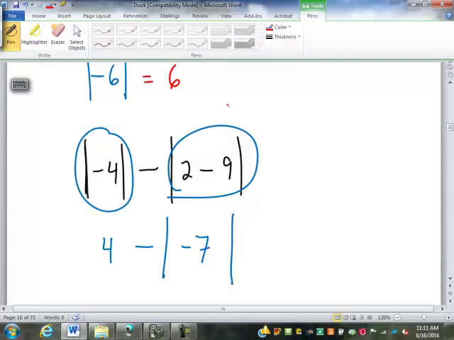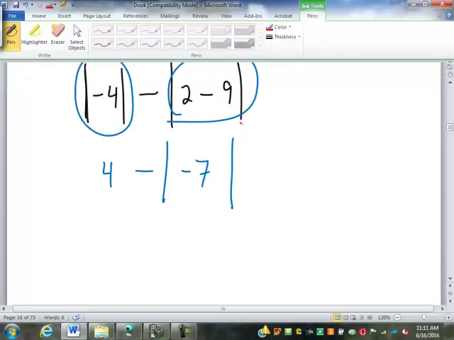Now I've reduced what's inside that one to a single number. Again, I can perform the action to get rid of the enclosing symbol. What is the absolute value of negative 7? Positive 7, or just 7. But I still have 4 minus 7, don't I? Which is negative 3. So even though there's absolute values in that, I do not get a positive answer. So be careful with that. What comes out of the absolute values must be positive. But the answer is not always positive.